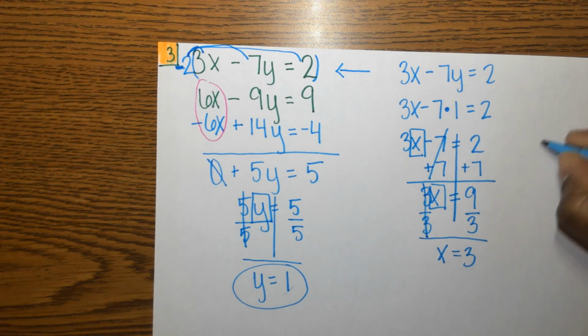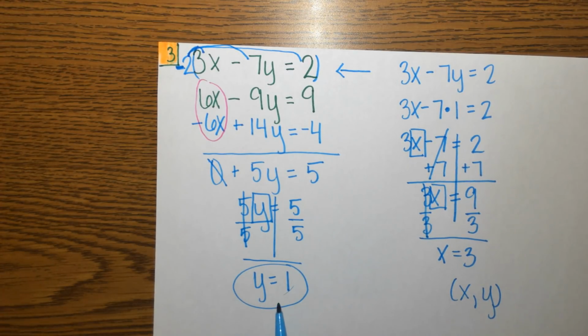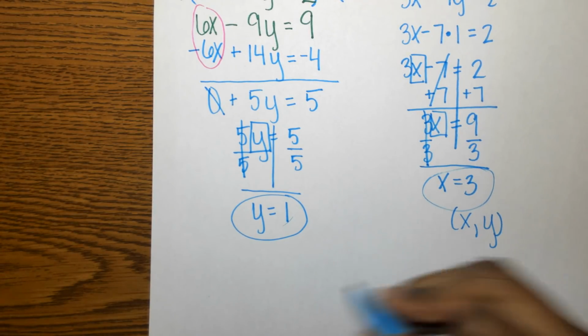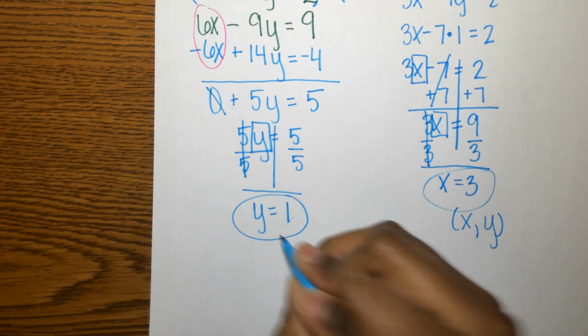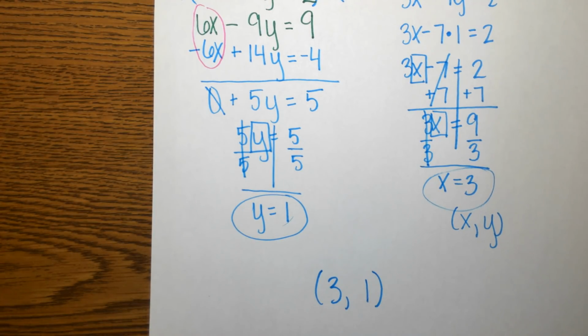So now, remember, I need it in the form (x, y), right? Even though we found y first, we still need to write x first. So x is our 3, and y is 1. So our solution to this system is (3, 1).